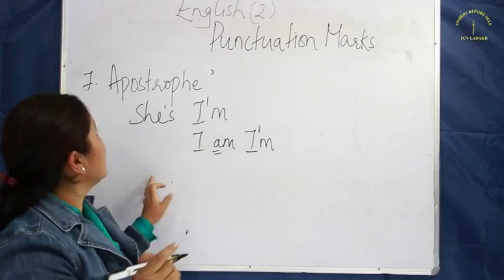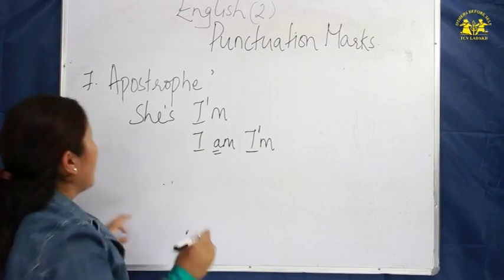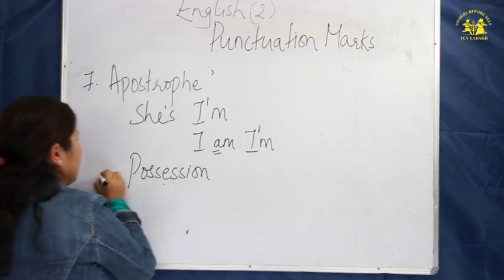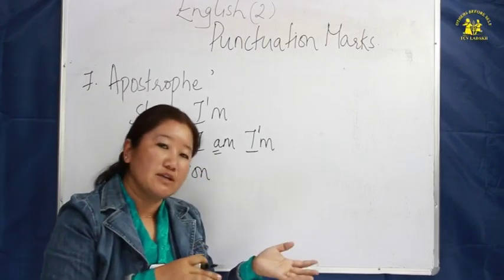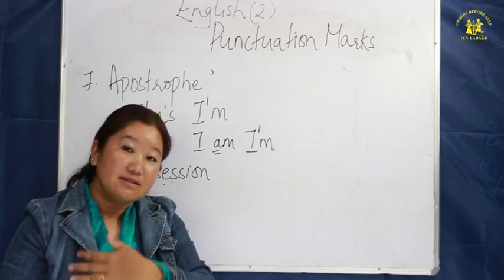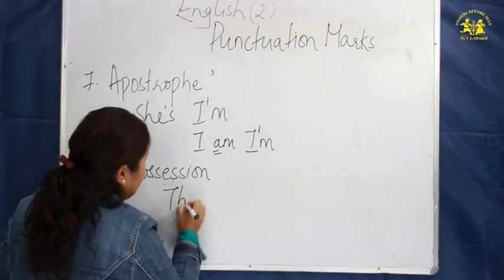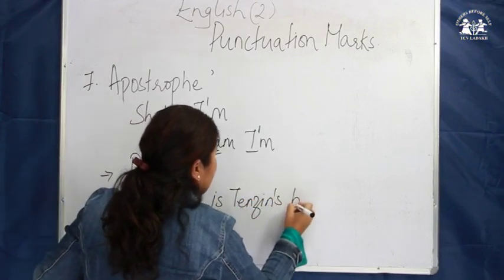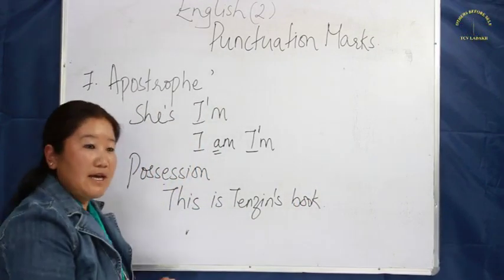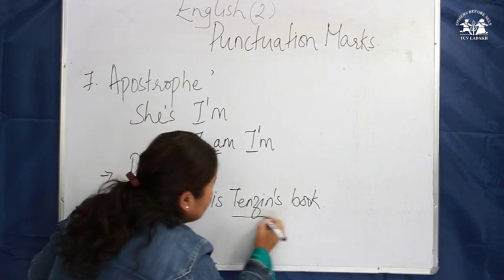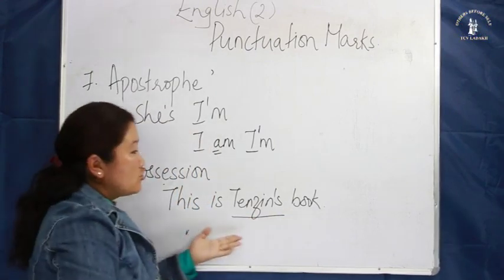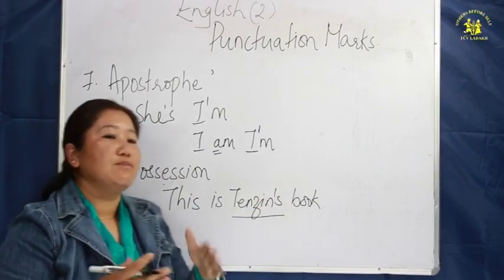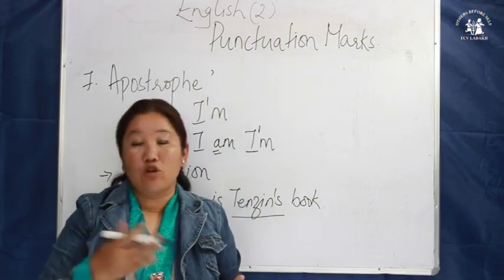This is about the apostrophe for contraction. And in order to show possession, the belongingness of something, like it is Tenzin's book. Whose book is this? It shows who this book belongs to. The book belongs to Tenzin. So in order to show possession, we use the apostrophe as well. These are the most important punctuation marks that we normally use.